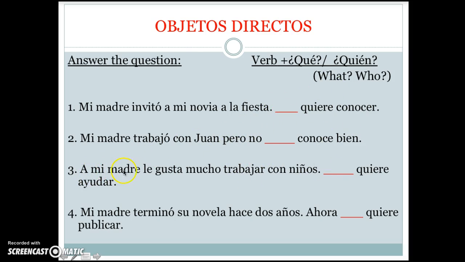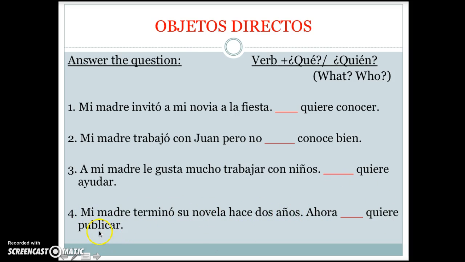Third example, a mi madre le gusta mucho trabajar con niños. She wants to help what? She wants to help who? Well, who does she want to help? Los niños. It's plural. We're going to use los. She wants to help who? Them. Los quiere ayudar.